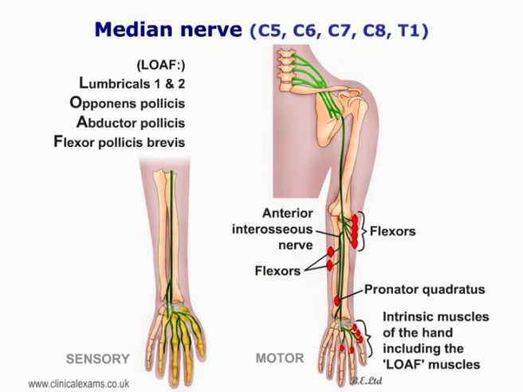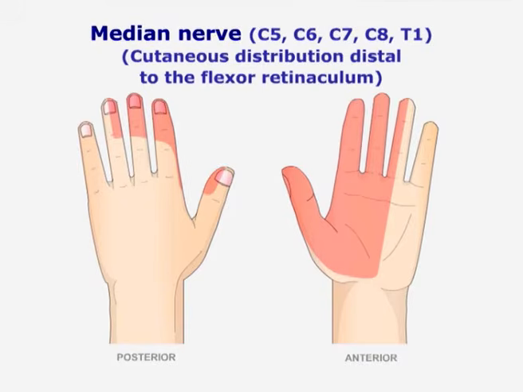The median nerve arises from C5, C6, C7, C8, and T1. It supplies most of the flexor muscles of the forearm. It also supplies sensation to the skin of the lateral 2/3 of the palm of the hand and fingers.